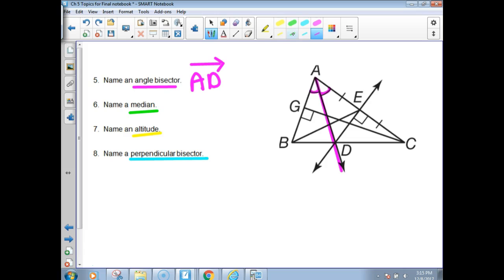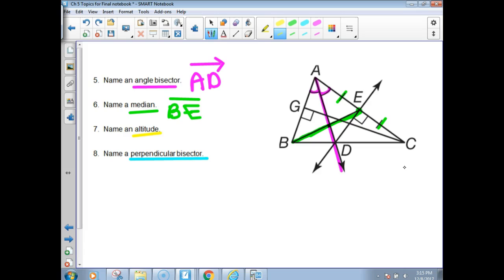A median. Median's got to go to the middle. And that's it. Not at a right angle. So I see a side, this side's cut in half. So the median must go through point E. Is it ED or EB? It needs to go through a vertex. So it's EB or BE. Ooh, sorry, I'll make that weird E. It can be a segment or a line.